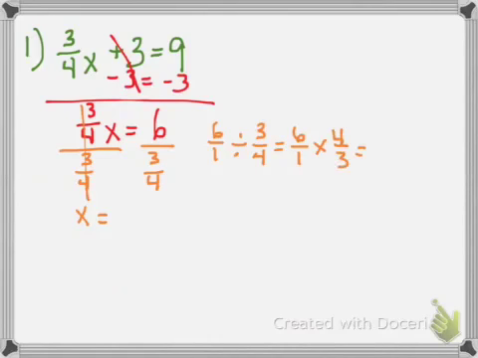Then I can just multiply numerator times numerator, denominator times denominator. 6 times 4 is 24, 1 times 3 I know is 3. 24/3 simplified, in other words, is 24 divided by 3, which will give me 8, so x equals 8.